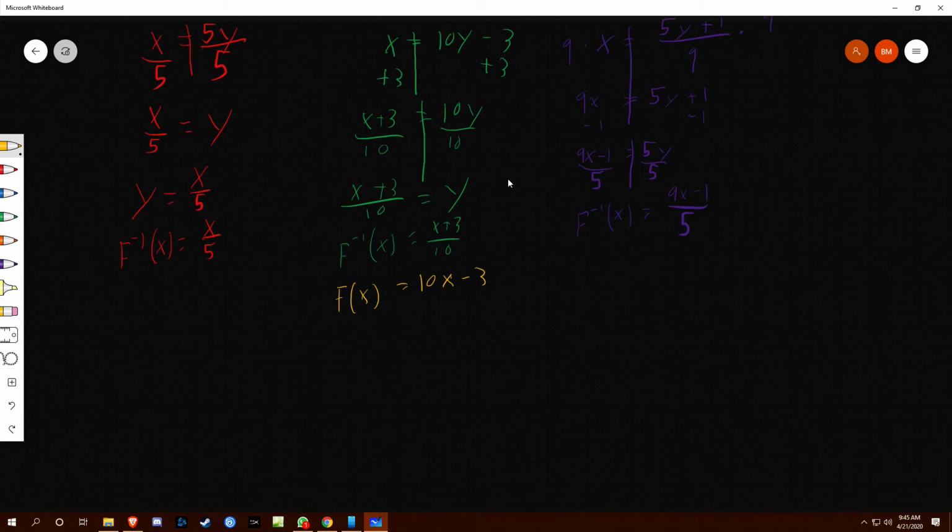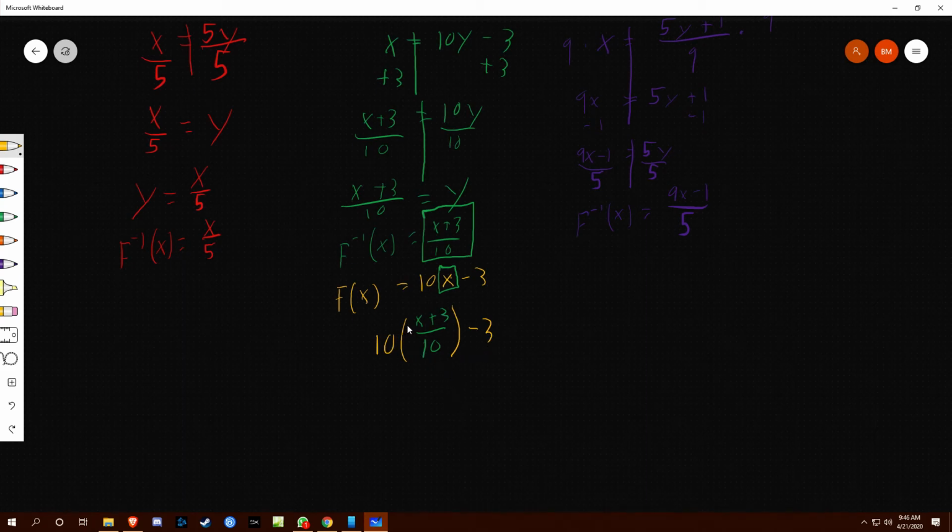So what we will do is I'm going to take this equation and I'm going to plug it in for this x. So this is going to be 10 parentheses x plus 3 divided by 10. I just plugged in the other function for the variable, for the x. Everything else stays the same. And now we're going to go ahead and just simplify.